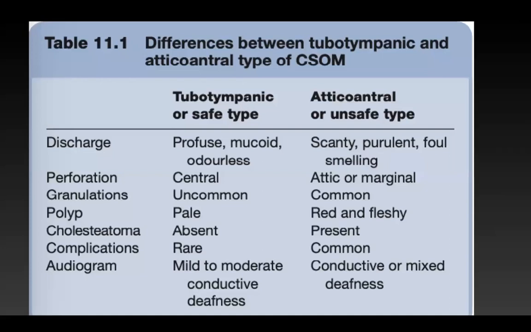This is a table summarizing the differences between tubotympanic and atticoantral type, where characteristic of discharge, location of perforation, presence of granulations, appearance of polyp, presence of cholesteatoma, presence of complications, and audiogram result are compared.